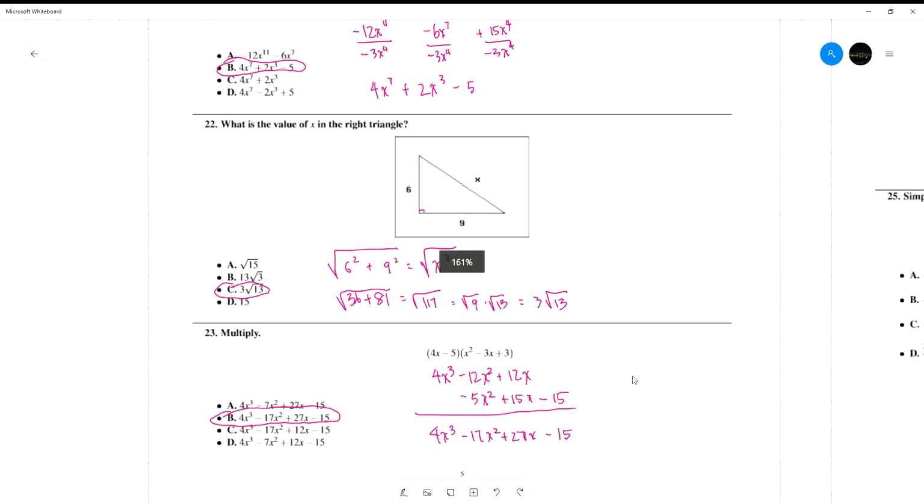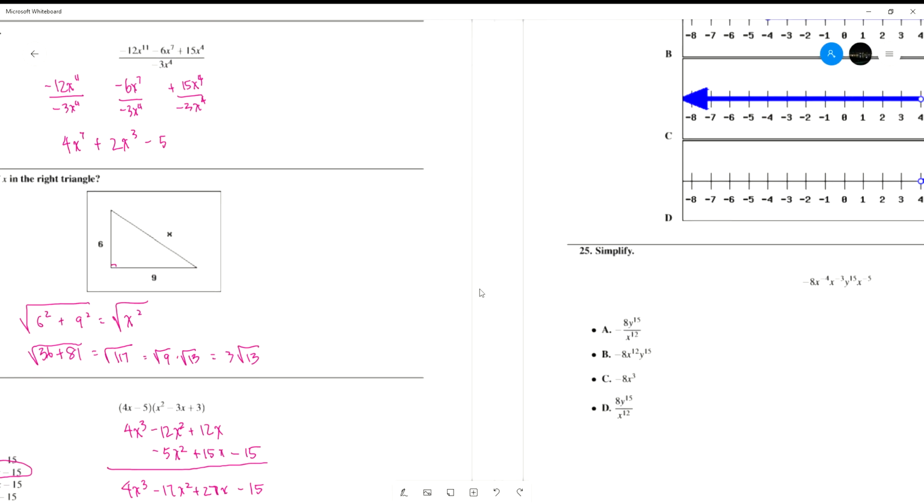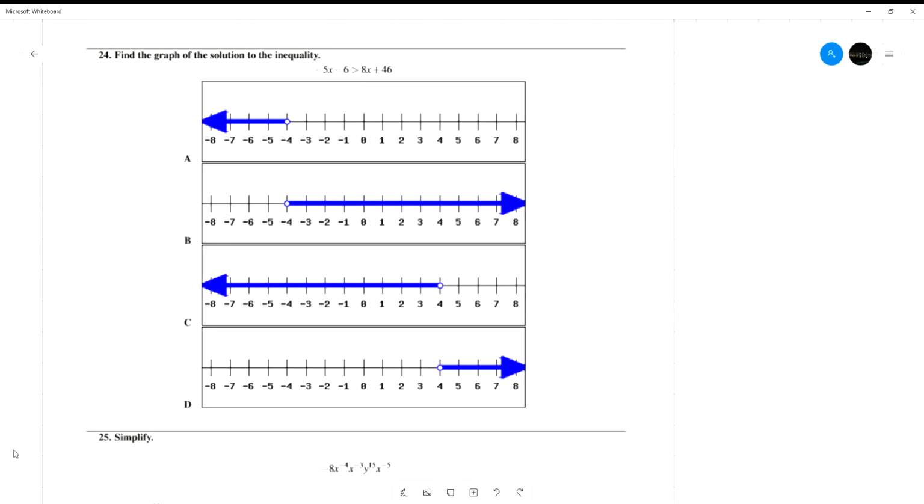All right. Okay, last page here, and we're done for today.